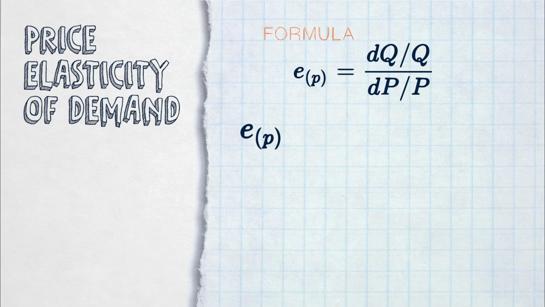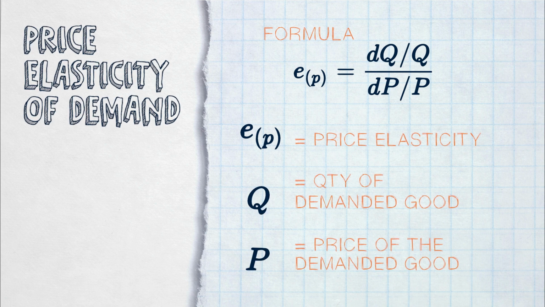The formula used for finding the price elasticity of demand is written as: first, you take your new quantity demanded, Q2, and subtract it by your old quantity demanded, Q1. Then you divide that number by the average of your new and old quantity demanded. This is your percentage change in quantity demanded.